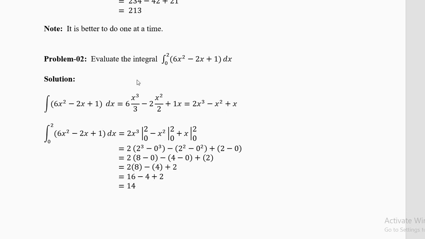Now let's look at problem 2. It is very similar. Evaluate the integral from 0 to 2 of (6x² − 2x + 1). Now there are three things in the integrand. Do the integration one at a time.